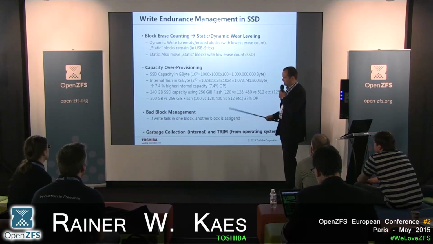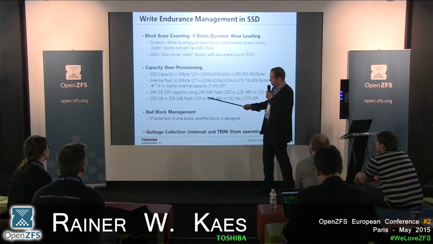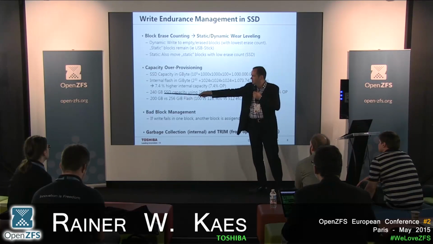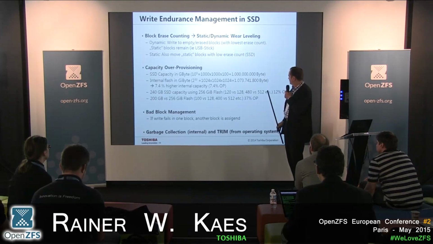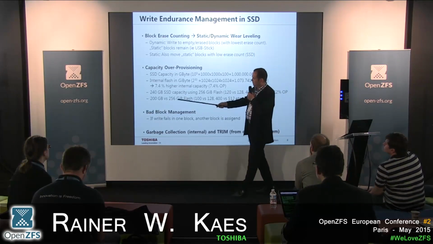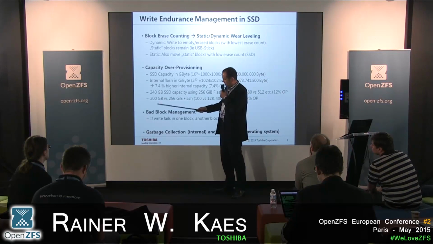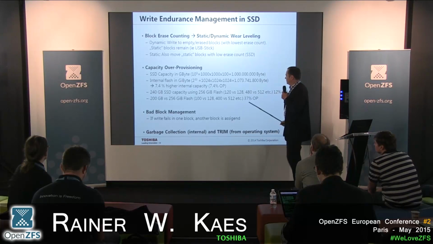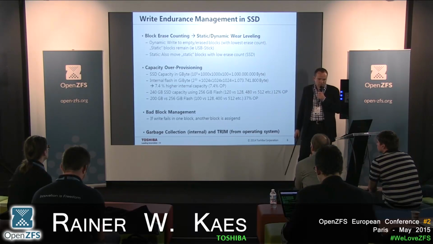And for enterprise SSDs, we are going to higher levels. So if there was 256 gigabyte flash installed and we give only 240, this gives a level of 12% over-provisioning. And if we have 256 gigabyte flash installed and on the label we provide only 200 gigabyte, this is 37% over-provisioning.